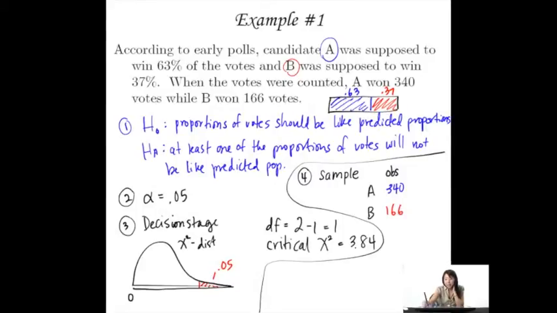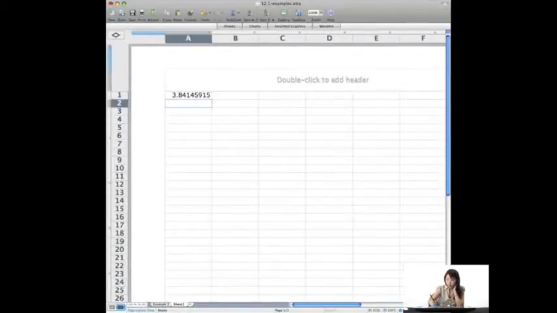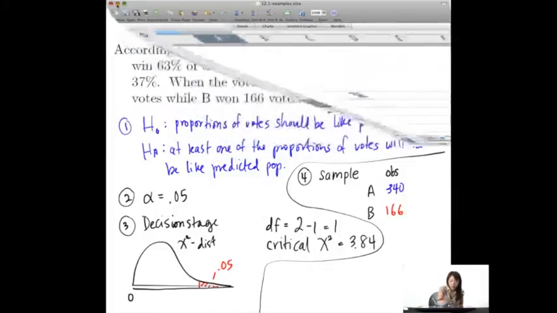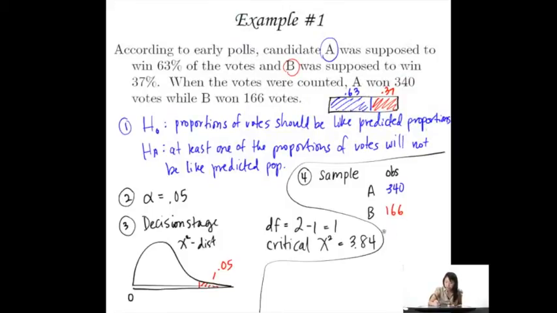Now, one thing that helps is if we know what the total number of votes was. The total number of votes is going to be 340 plus 166, and that's 506. So 506 people actually voted in this thing. So down here, I'm going to write total, 506. Now the question is, what should our expected frequencies have been? So here I'm going to write expected.